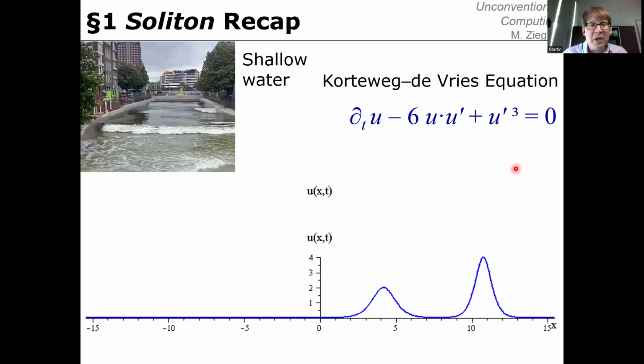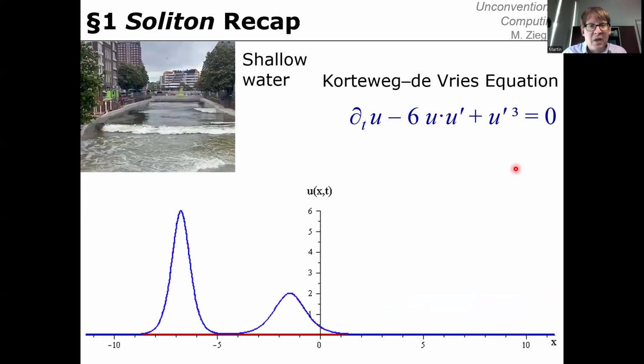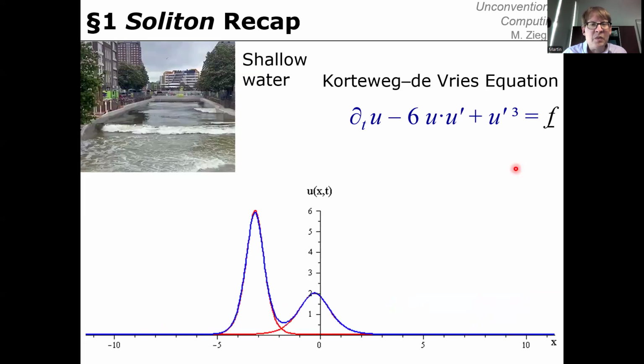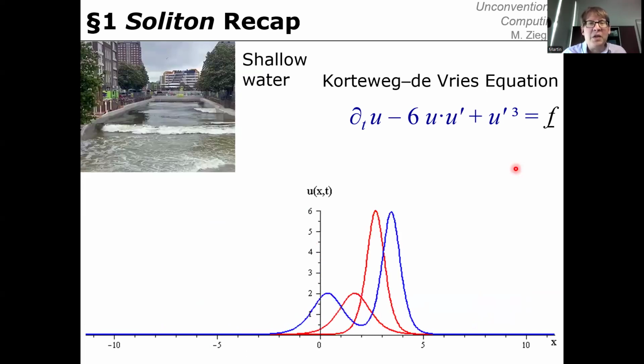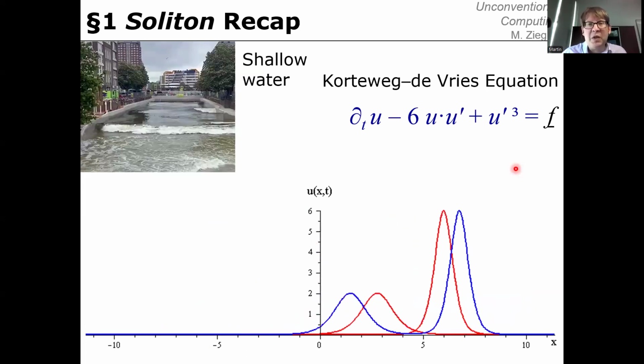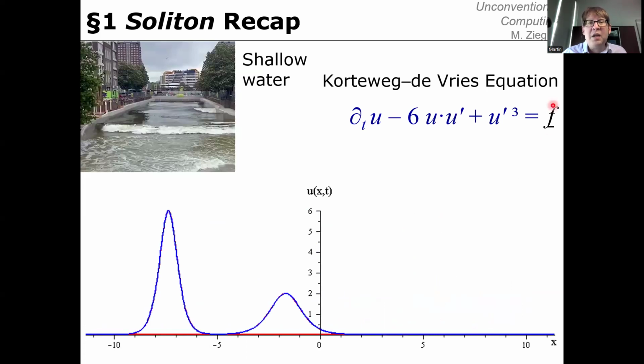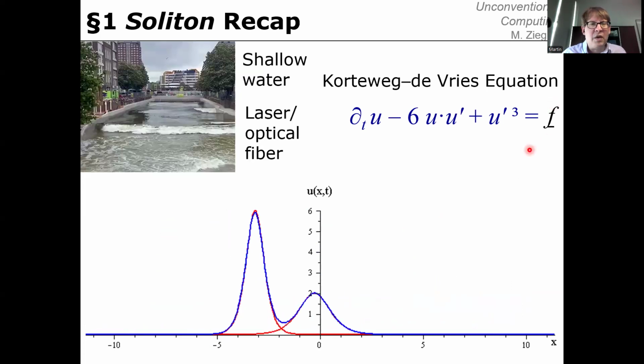Here's another example, two waves, right? And they meet, and then they re-emerge, and the one has made a jump ahead, and the other has made a jump behind. So this is the soliton equation, one example of a soliton equation, the Korteweg-de Vries equation. F has been added for the case of an external driving force.